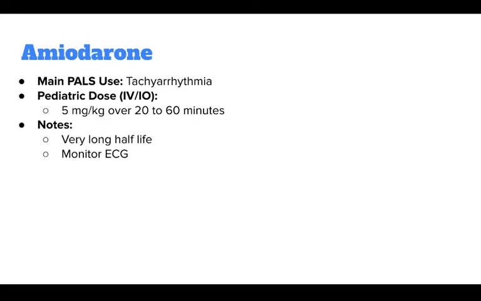Next up is amiodarone, which is used in PALS for tachyarrhythmias. The pediatric dose for IV/IO is 5 milligrams per kilogram over 20 to 60 minutes. Some notes about amiodarone are that it has a very long half-life and that you need to monitor the ECG.